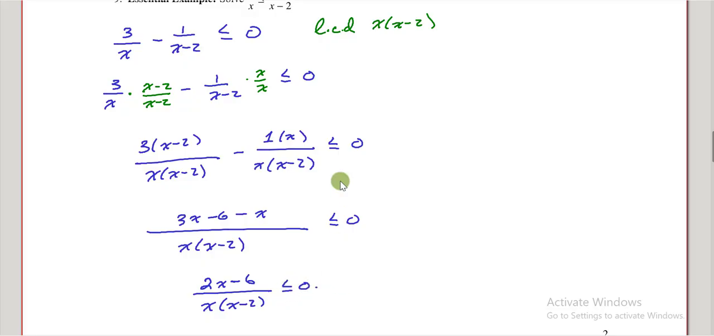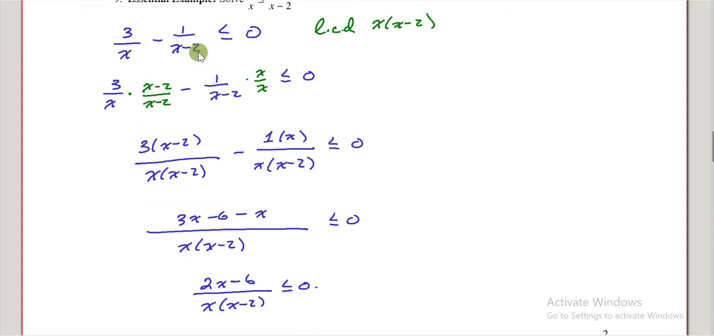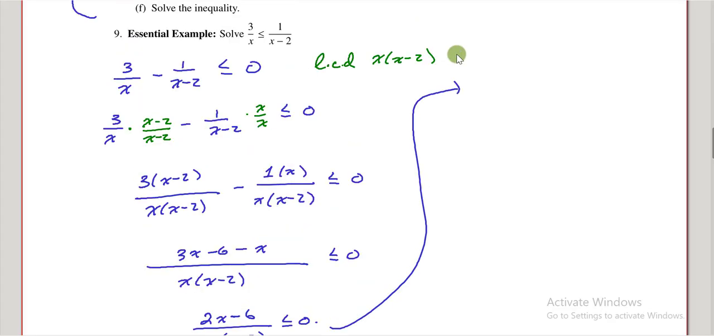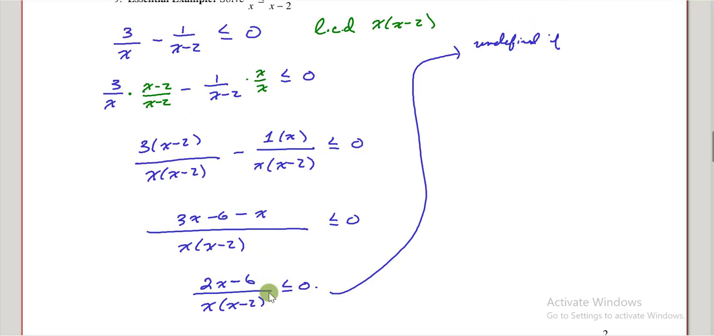Okay. Now I'm ready to go answer the second step. Our goal here is to find what I'm calling the essential numbers. This is anywhere where the inequality is 0 or undefined. So let's just notice that the inequality is undefined if what? It's undefined if x is equal to 0, because that would give me a factor of 0 in the denominator, or if x is equal to positive 2.